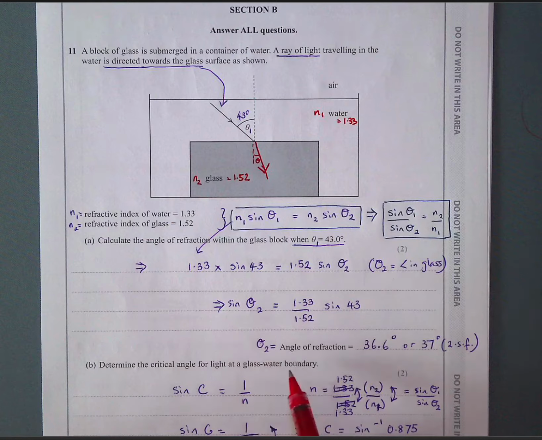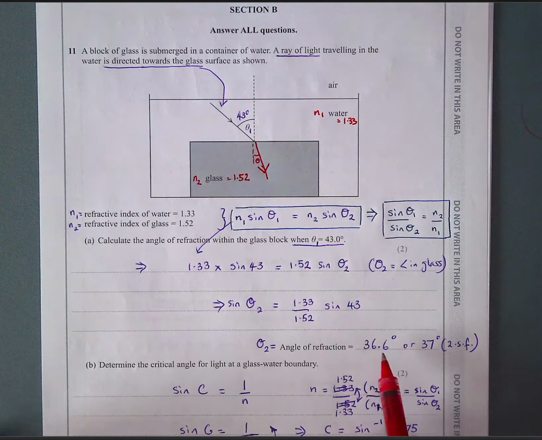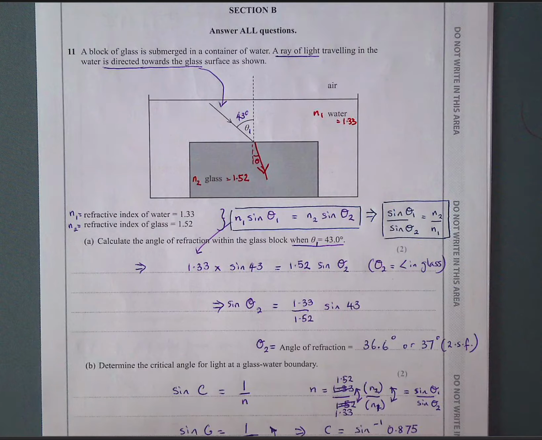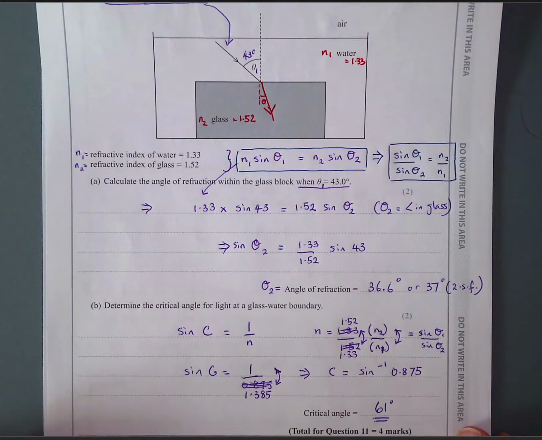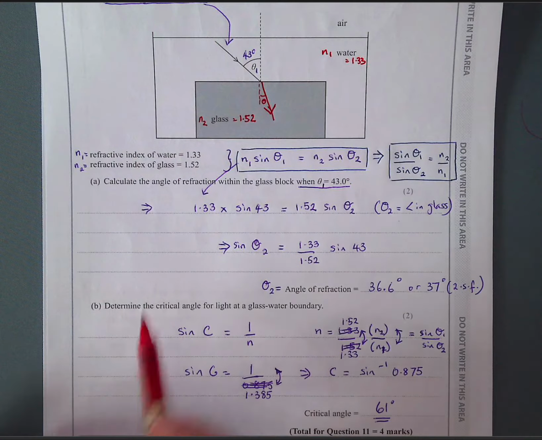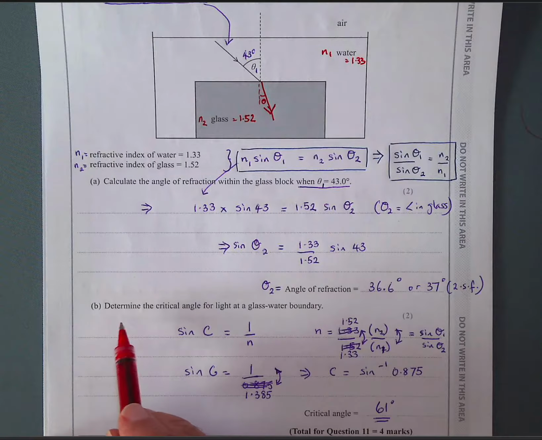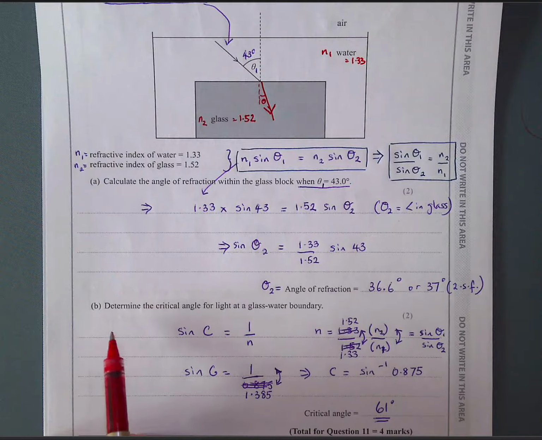Change the subject of the formula, you'll get it to be 36.6 degrees or 37 to two significant figures. Either answer would be acceptable. The next part of the question is about finding the critical angle. So that would be if we were going in the opposite direction. This is where I was confused earlier. I thought they were going directly into the critical angle aspect of this.